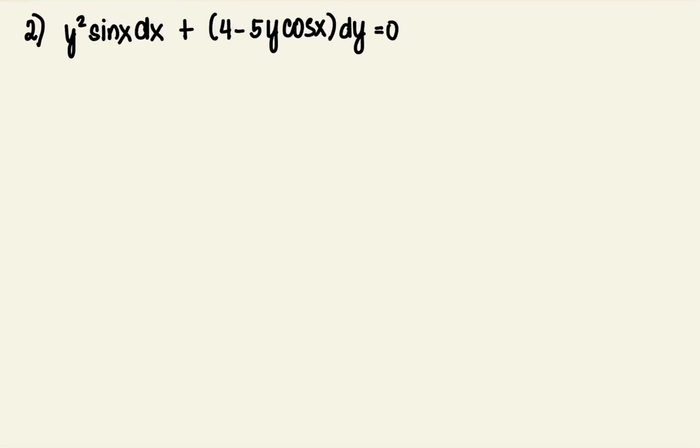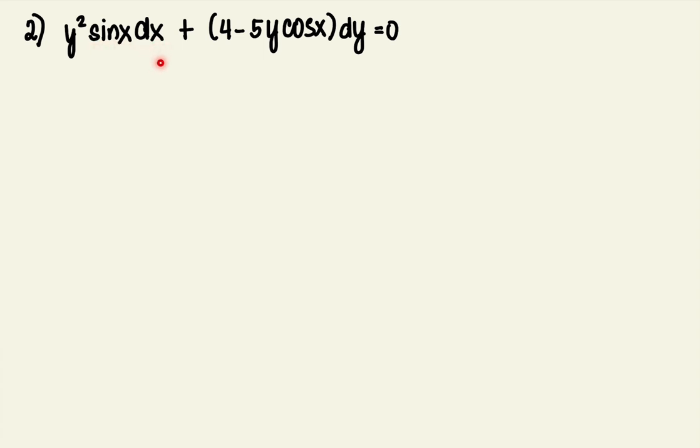Another example of a DE that can be solved by simple substitution is the DE y squared sine x dx plus (4 minus 5y cosine x) dy. As you can see in this DE, the presence of both sine x and cosine x, or the presence of cosine x and sine x dx, tells us that we can make a substitution here because if we let cosine x be a new variable, its differential sine x dx is also here.